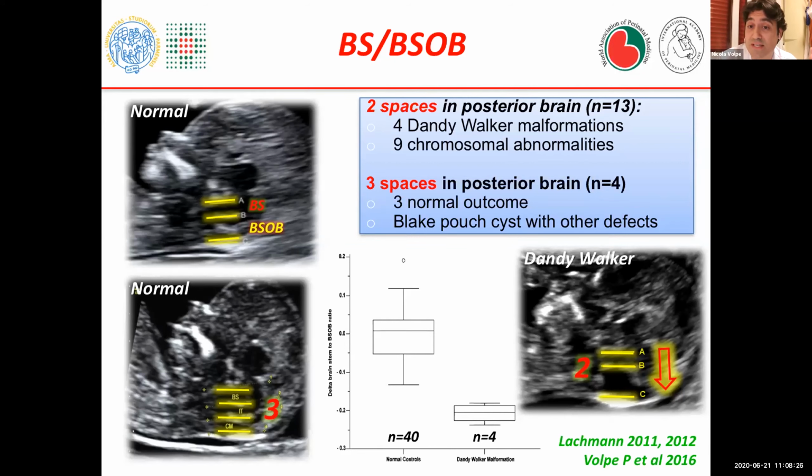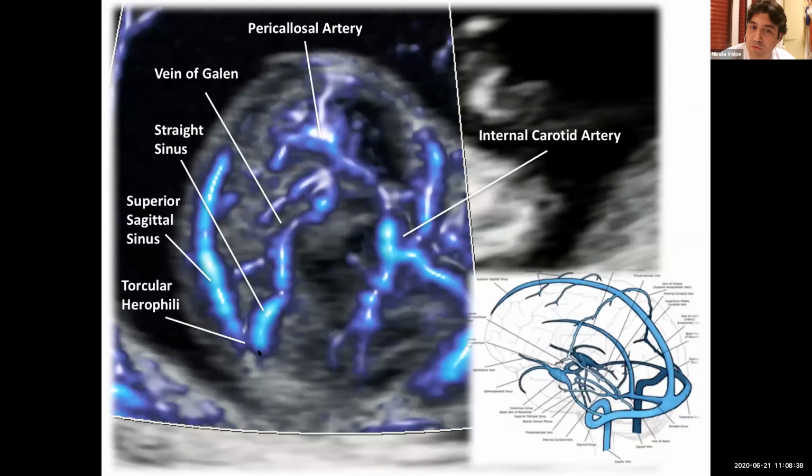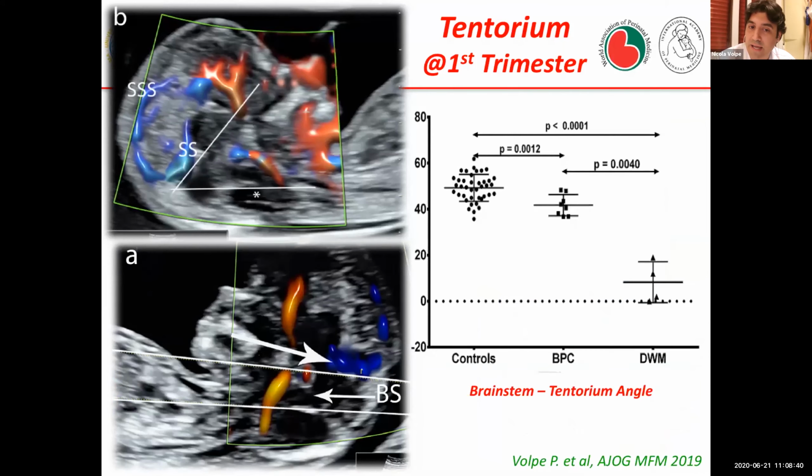But we can do more. We can look at the tentorium and torcular position, and this has been a very fresh publication from my group. If the tentorium is almost parallel to the brainstem, we can suspect Dandy-Walker malformation. Whereas if the angle is between 40 and 50 degrees and 60 degrees, it is probably normal. We have more coming. This is the anatomy that we should see: 3 spaces rather than 4 lines.